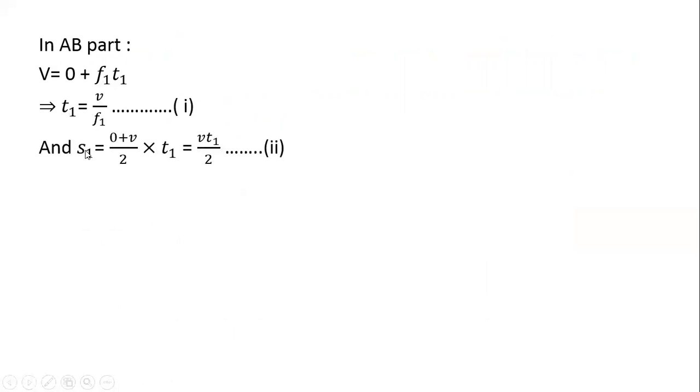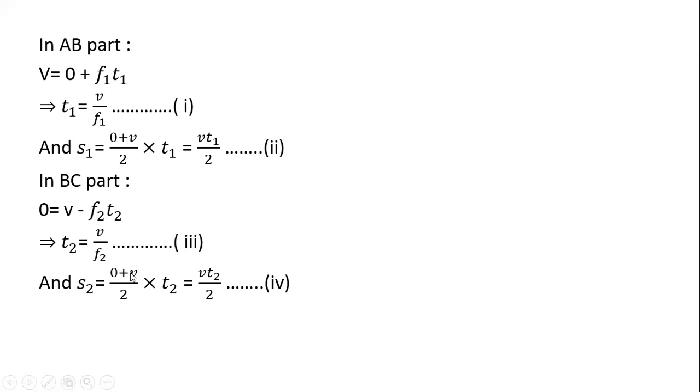And S1 equal to 0 plus V by 2 into T1. That means VT1 by 2, which is equation number 2. In BC part, 0 equal to V minus F2 T2. That means T2 equal to V by F2, which is equation number 3.